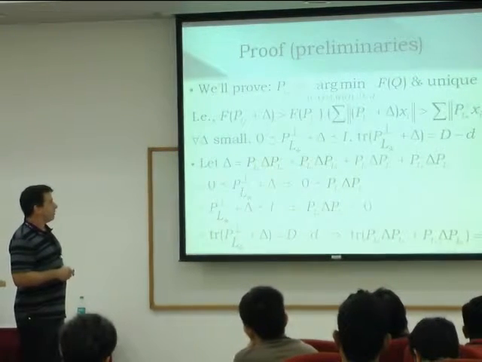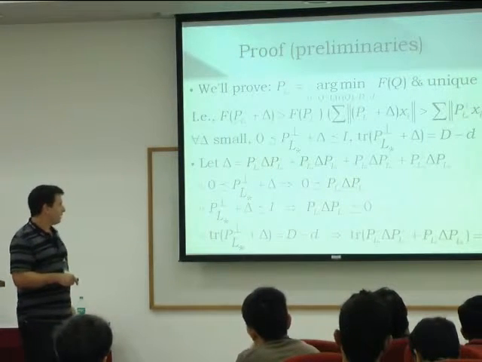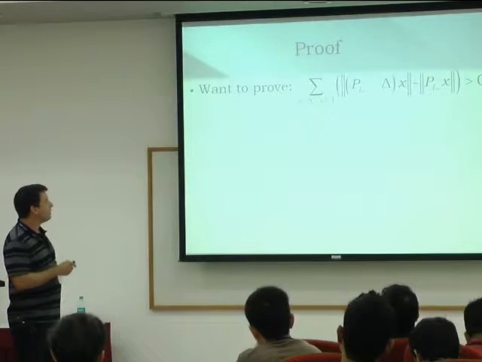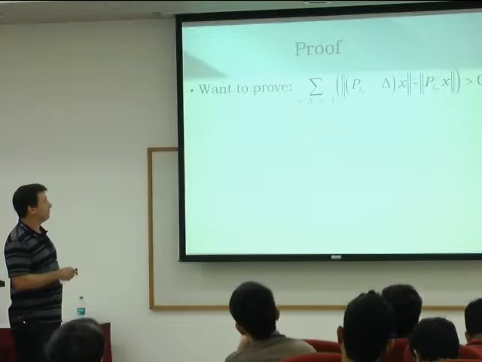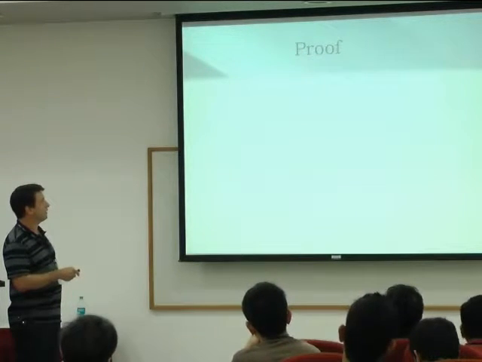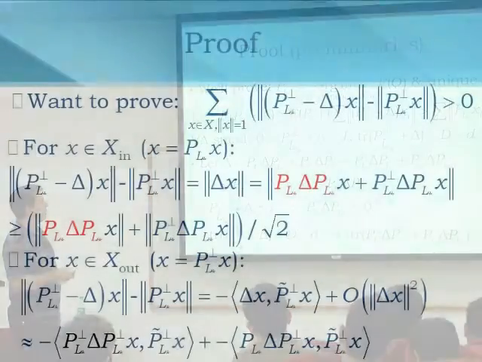And I can get some condition on these different components from the restriction here. Now let me remind you that I want to really prove this, right? That this sum is bigger than the other sum. That's what we had in the previous slide.